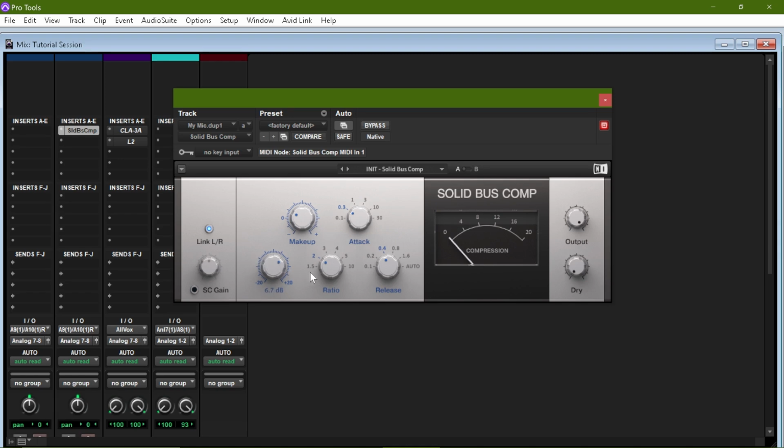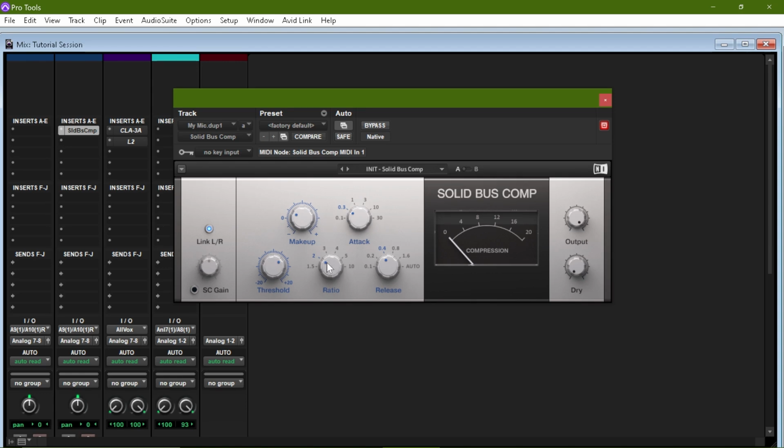And we will start out with explaining the ratio pot. What that means is you have 1.5, 2, 3, 4, 5, and 10. 1.5 means for every 1.5 decibels that's placed into the compressor or the plug-in, 1 decibel is going to be pushed out. As you go up, for every 2 decibels that's put into the compressor, 1 will come out, 3 to 1, 4 to 1, 5 to 1, and 10 to 1. Meaning 10 means when the compressor is compressing, for every 10 decibels coming in, it's squeezing that down to 1 decibel. So that's pretty aggressive compression.